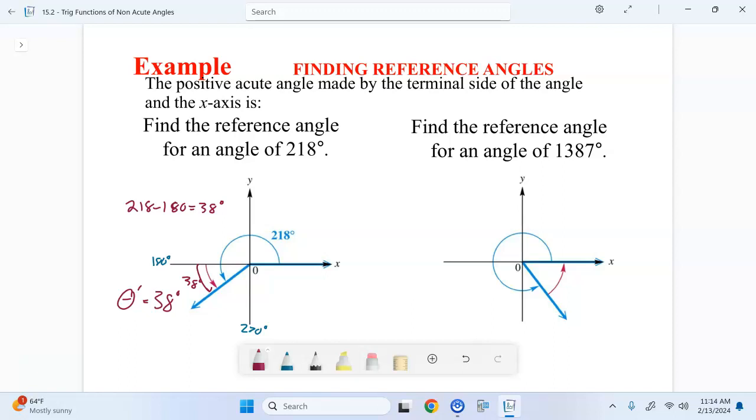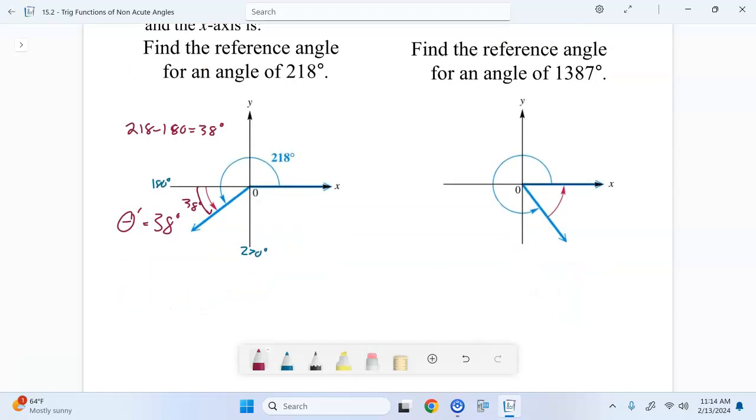Where this comes into play, and we'll see more later on, is that some of our trigonometric function values, like tangent of 218 degrees, are actually equivalent to tangent of 38 degrees. They'll be the same value. Sine and cosine will be very similar. They won't be exactly the same, but they're going to be very, very similar. So if I knew what tangent of 38 degrees was, I also know what tangent of 218 is because of that relationship with the reference angle. So that's where this comes into play.